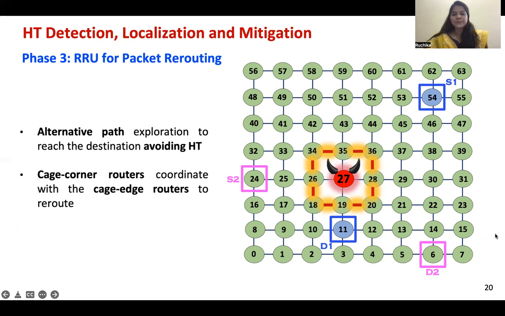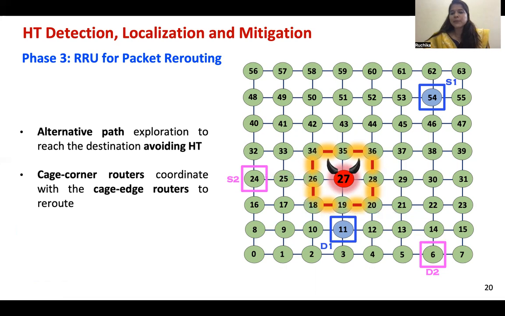Here we consider the source is 24 and the destination is 6. In that case, ideally it should go like this, but instead, upon reaching the cage edge router 26, the flit will bypass the HT node and reach the destination node 6.